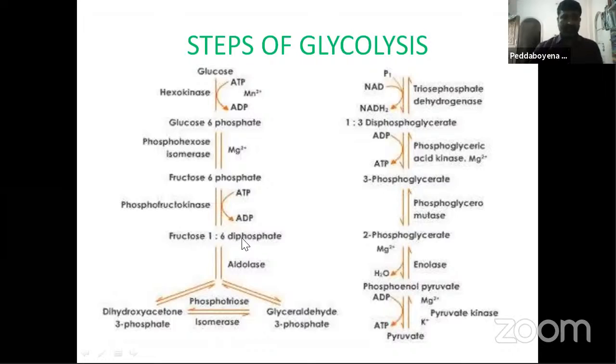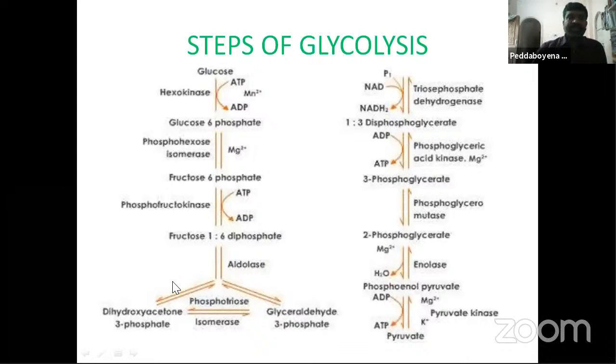Here fructose 1,6-bisphosphate, in the presence of aldolase, undergoes the cleavage reaction. Cleavage means it is cleaved into two compounds. One is DHAP, dihydroxyacetone phosphate, also known as DHAP, and another one is glyceraldehyde 3-phosphate, G3P. So it is 3 carbons and the other is also 3 carbons.